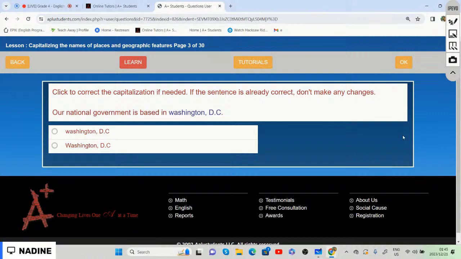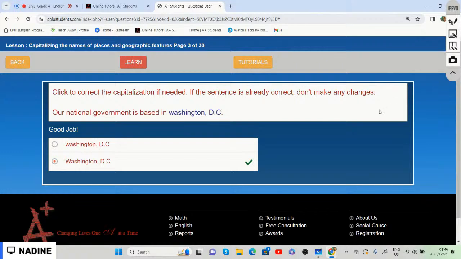All right, let's do one more and then we're going to end the class. Our national government is based in Washington, D.C. Washington, D.C. Is it the first option or the second option? So Washington, D.C., which is the second option, and that is correct. So well done.